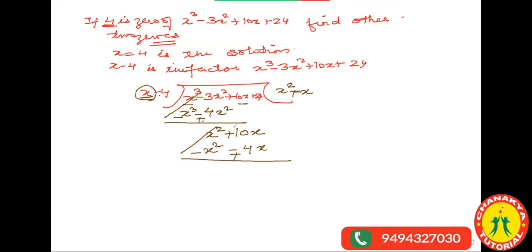Then 10 plus 4 is 14x, plus 24. Now which term will you multiply? It was plus 10x minus 4x, right? See, I have written here x square minus 4x only. Now minus changes to plus, right? Yes. So now 10 would be plus 4, it will be 14x. Yes, ma'am. Yes, it will be 14.